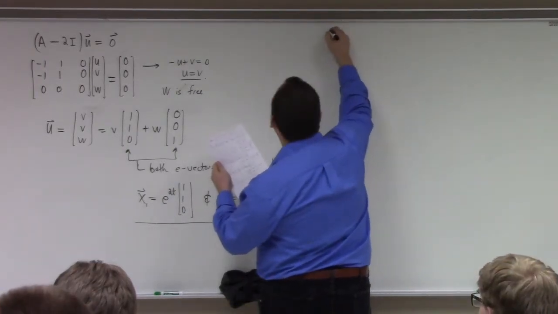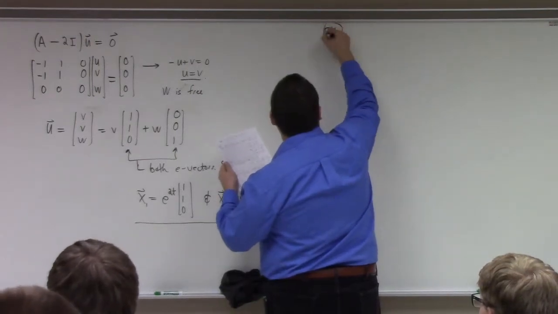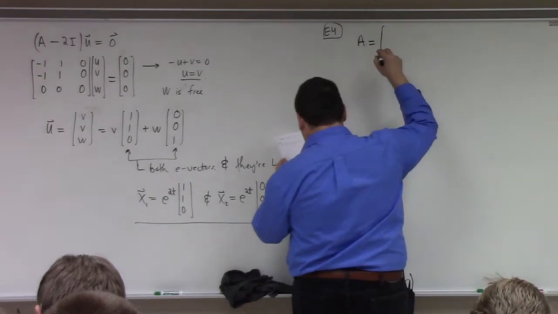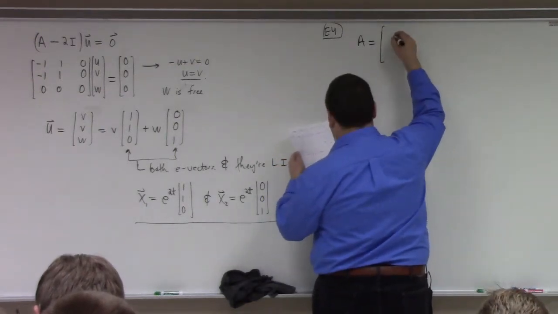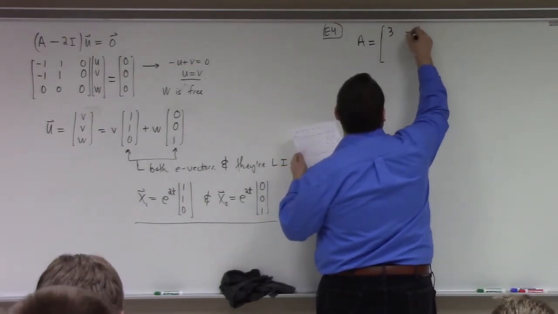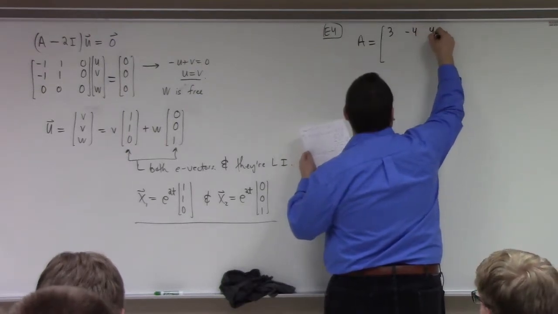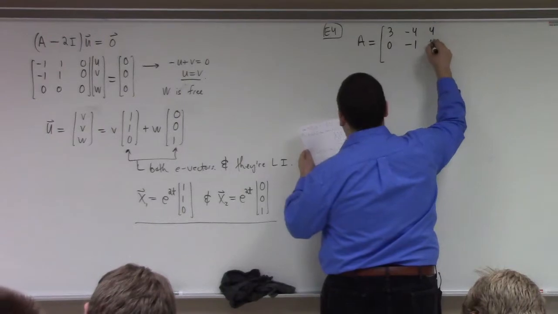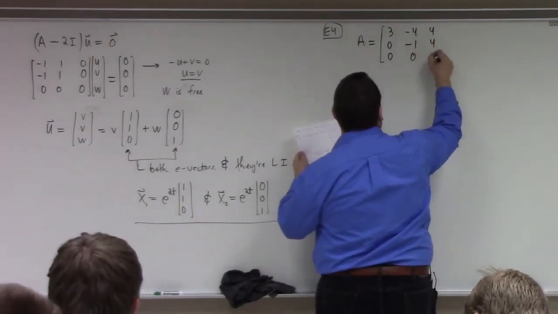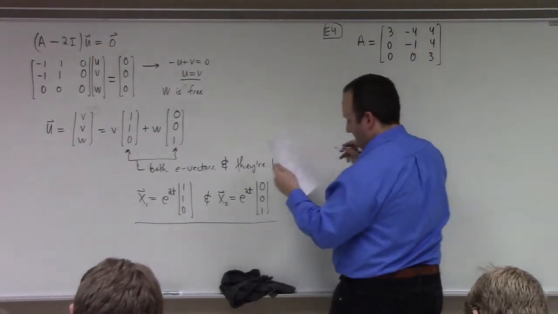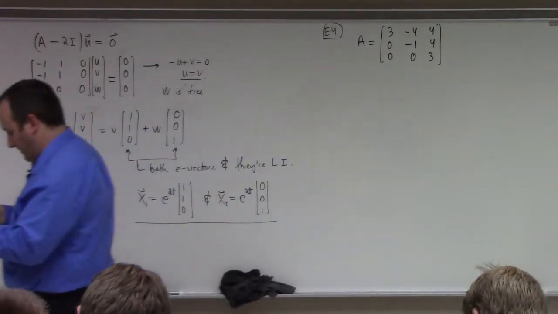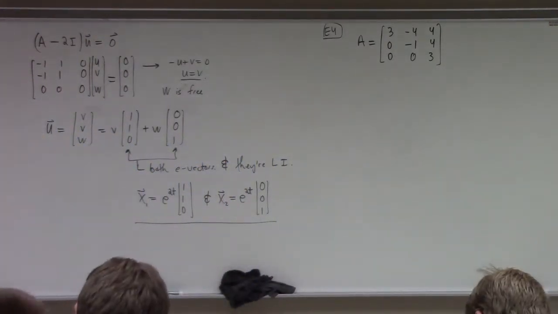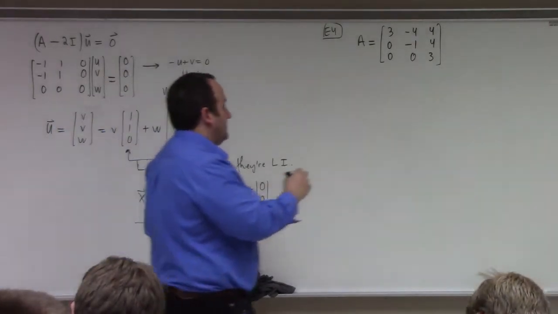Example 4. Here we go. A equals 3, minus 4, 4; 0, minus 1, 4; 0, 0, 3. So let me tell you a little linear algebra fact.